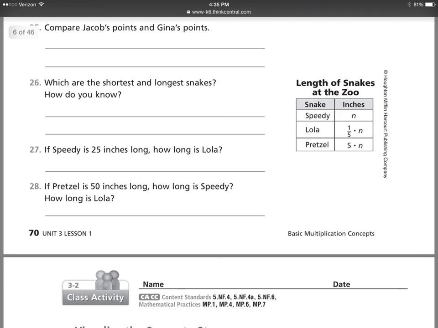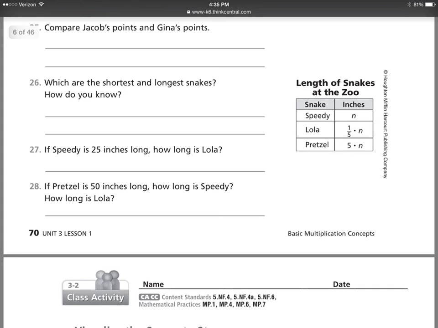On to number 26. Here we're using a different graph. We again need to check the graph and see what it's telling us. The length of snakes at a zoo. We have snakes with names, Speedy, Lola, Pretzel. We have numbers. However, our numbers aren't traditional numbers. Our number here is just a variable, n. Here we have an actual mathematical problem, 1/5 of n, and Pretzel here is 5 times n. Well, this is probably looking more complicated than the others. In reality, it's really not much more complicated. We're going to stick with our strategy.